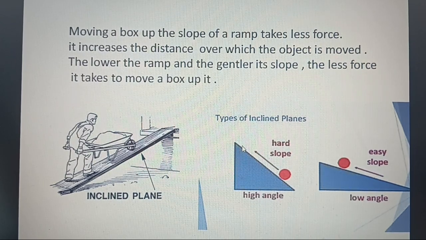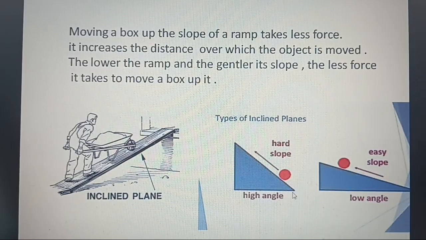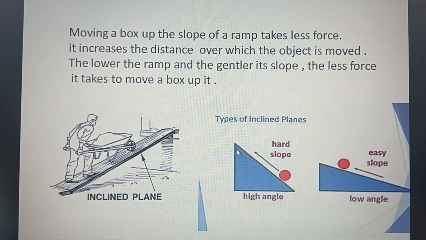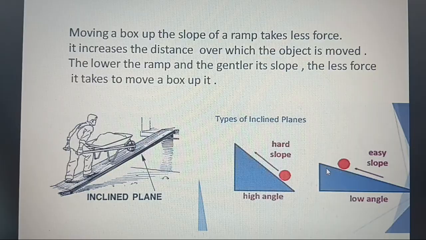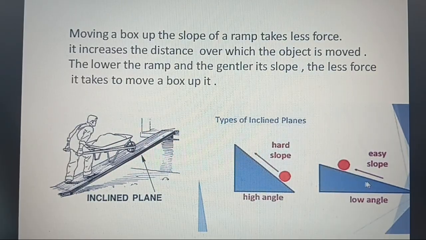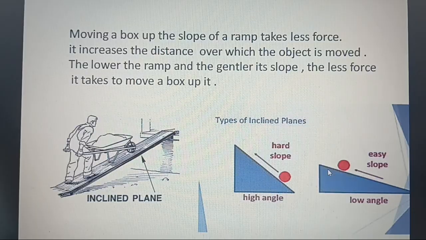And there is a difference between the lower ramp and the higher ramp. When the ramp is higher, it takes more force to take the box up. And when the slope is lower, then it takes less force to take the box up.